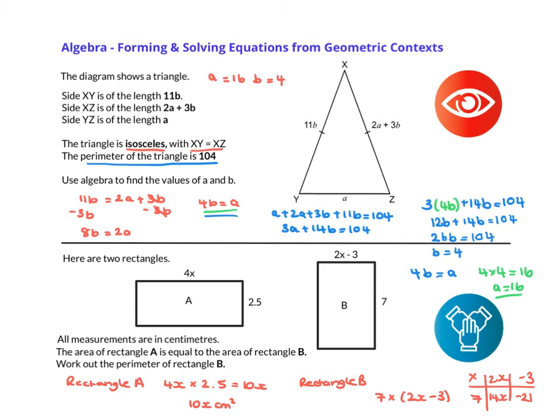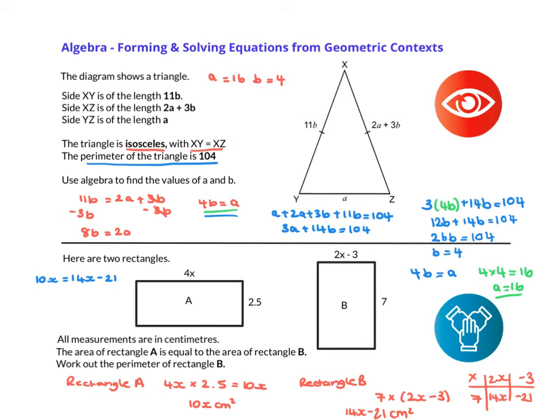I can now equal these two pieces of algebra together because the area of rectangle B was 14x take away 21 centimetres squared. As their areas are the same, I'm now going to equal those two pieces of algebra to each other. 10x is equal to 14x take away 21. I'm going to go ahead and now solve this equation.